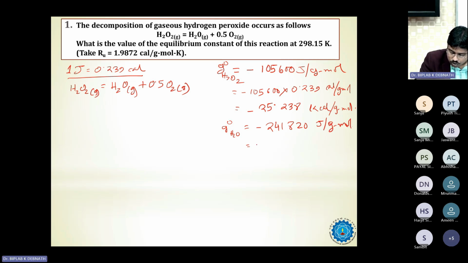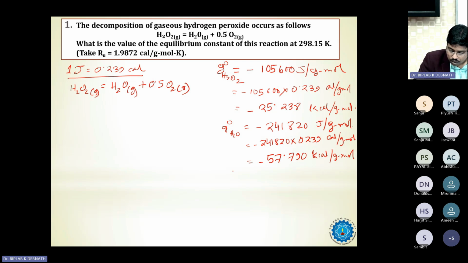Okay, so this will be minus 241,820 multiplied by 0.239 calorie per gram mole. Okay, so if we convert it, it will come around minus 57.790 kilocalorie per gram mole.